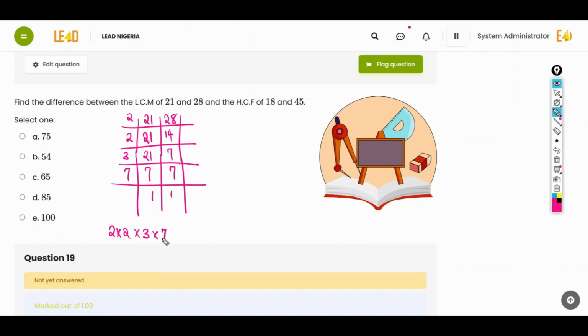All right, so I'll multiply backwards because I don't want to deal with multiplying by 7. So 12 times 7 is 84. All right, so the answer is 84. The LCM of both of them is 84. Next, we do HCF.